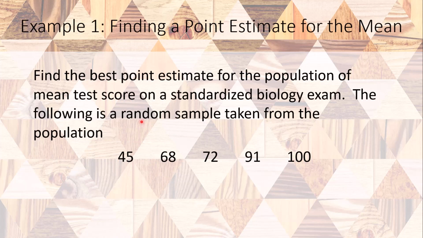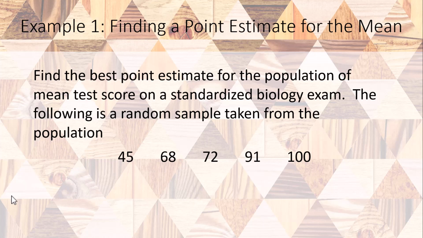So let's talk about how we could actually compute, in this example, a point estimate for the mean of a particular population. Here we want to find the best point estimate for the population mean of test scores on a standardized biology exam. We only have 5 samples. What is our best point estimate for the population mean?